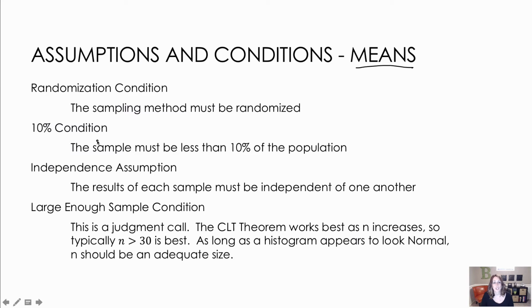The 10% condition we talked about last week, actually. The sample that you have must be less than 10% of the population. And again, that just helps with randomness. The independence assumption, the results of each sample must be independent of one another. So we've talked a lot about independence. And then the large enough sample, again, all of that helps essentially with randomization.